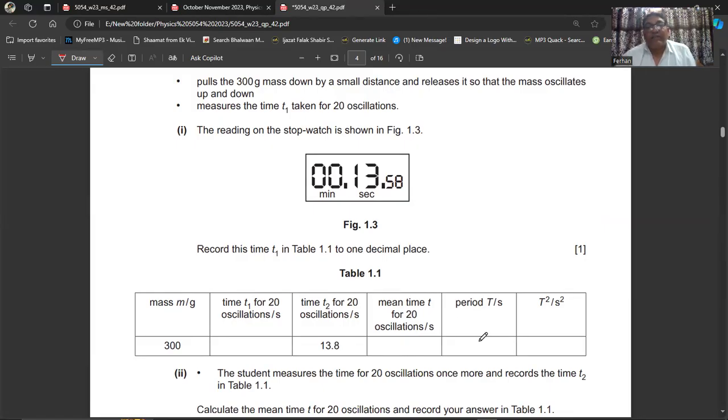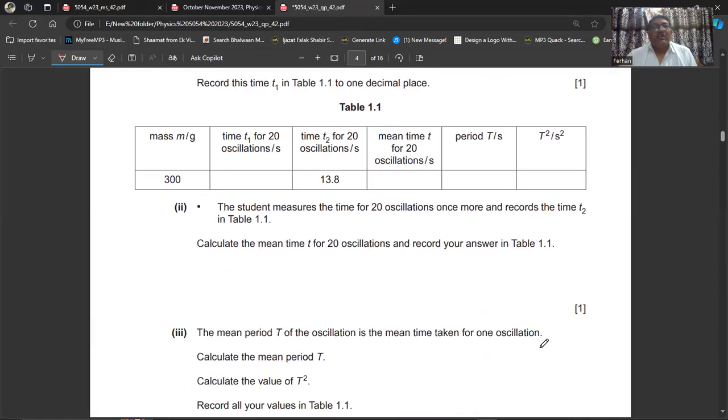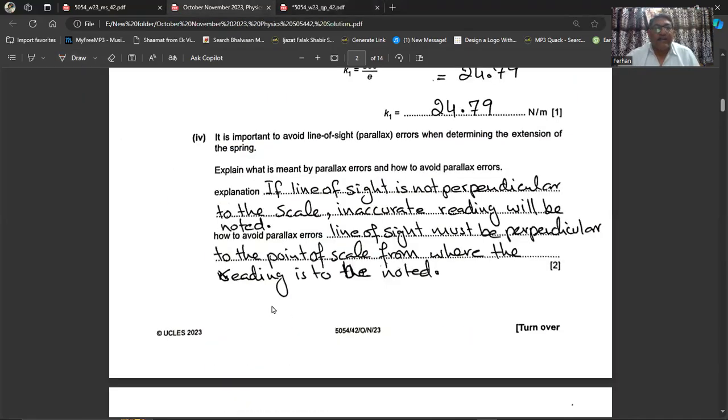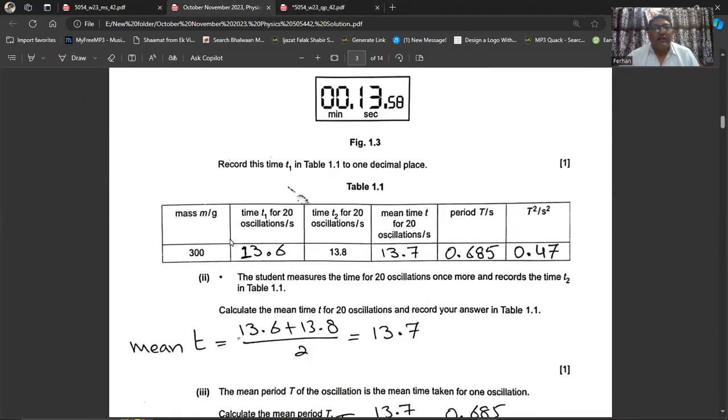Then we will find the time period. The time period will be, you divide this average time for 20 oscillations by 20, and you will get the time for one oscillation, and then you will square that time. So this is how you do this. The student measures the time for the 20 oscillations once more. Okay, so let me show you. I have done this in the table, and here we go.